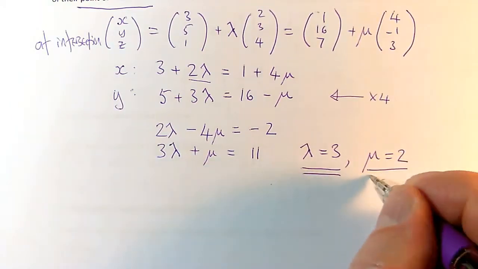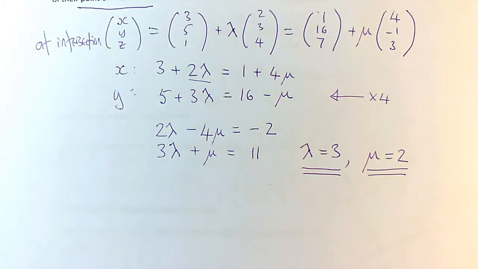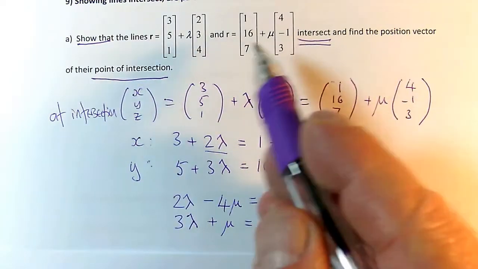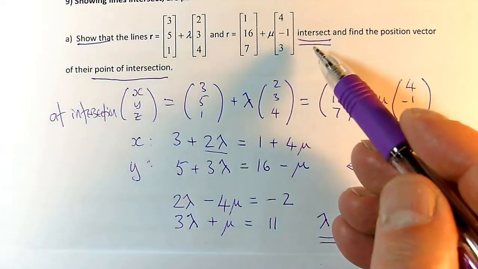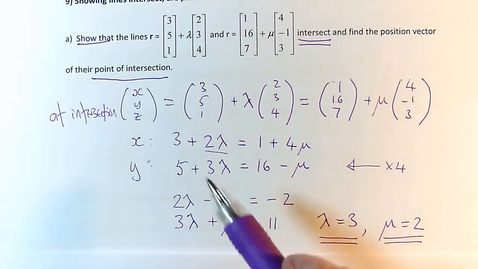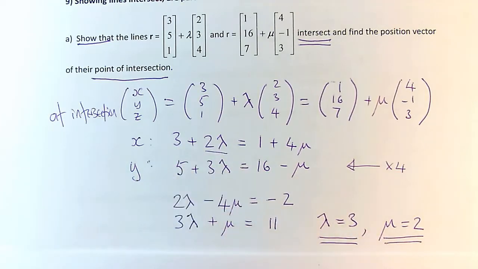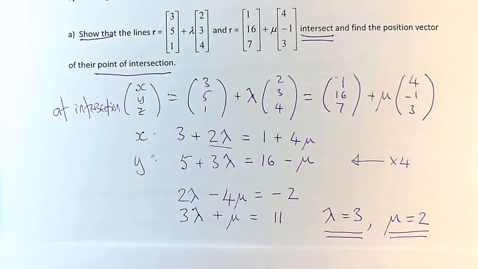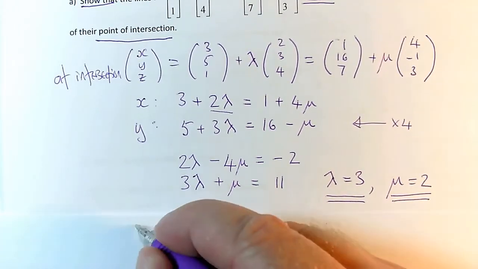All right, so I've got a lambda and a mu. Have I finished? No, I haven't. I haven't done either part of this question, but I've done all the hard work. What I was supposed to do is show that these lines intersect. I haven't done it yet. I found a lambda and a mu that are required if x and y are going to work, but in order for them to intersect, the z's have to work as well. So I promised you the z equation was coming.